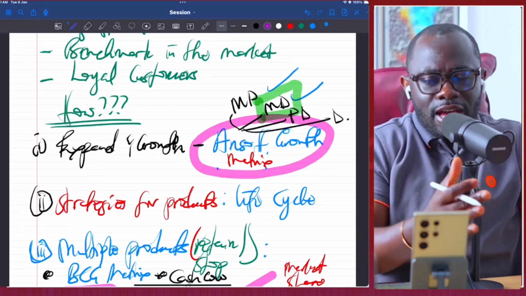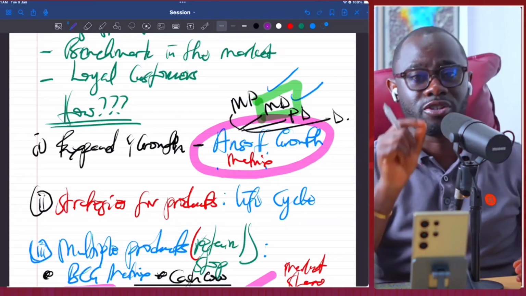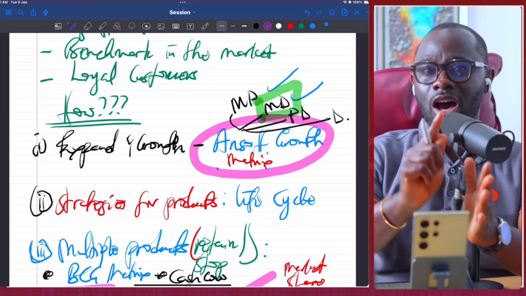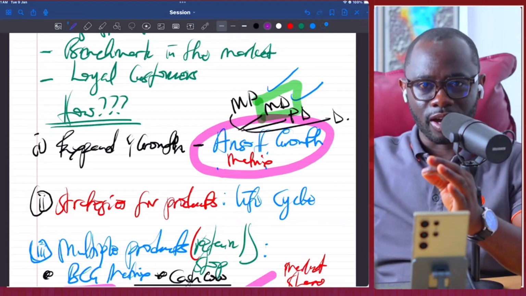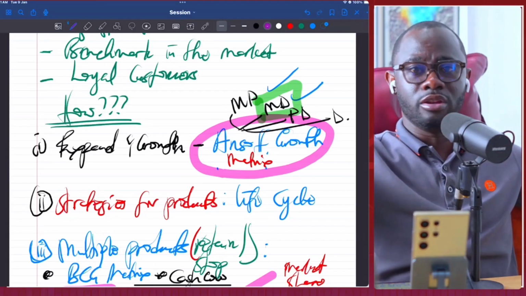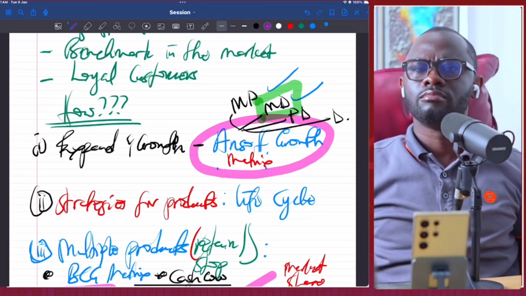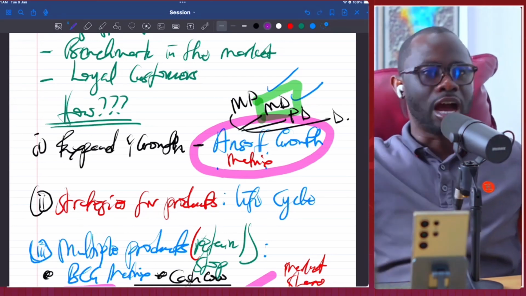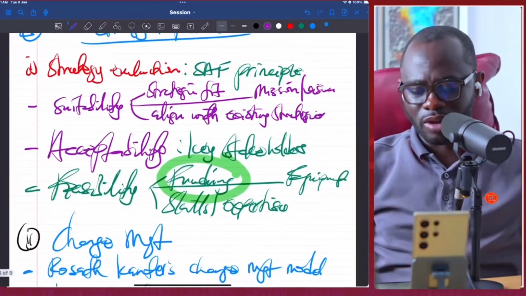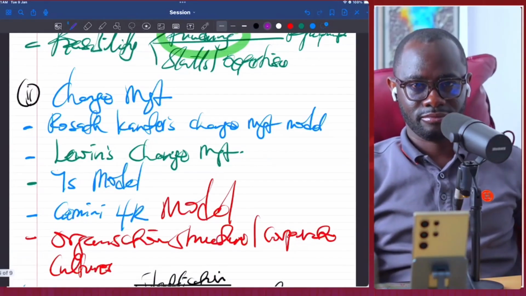Immediately we've settled on that, we have to implement the strategy. That means certain things must change. Stay with me. So we are only selling our product in Ghana. Now we want to sell our product in South Africa, in the UAE, in Saudi Arabia, or in Europe, somewhere in Europe, either Paris or London. When that happens, our organizational structure has to change. And so one of the key things we need to understand when it comes to strategy implementation is change management.